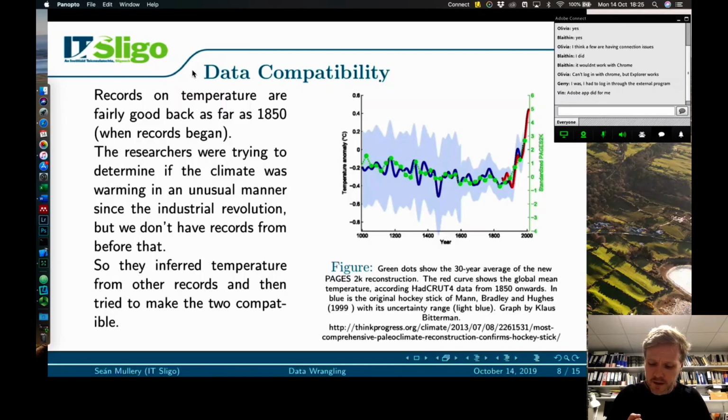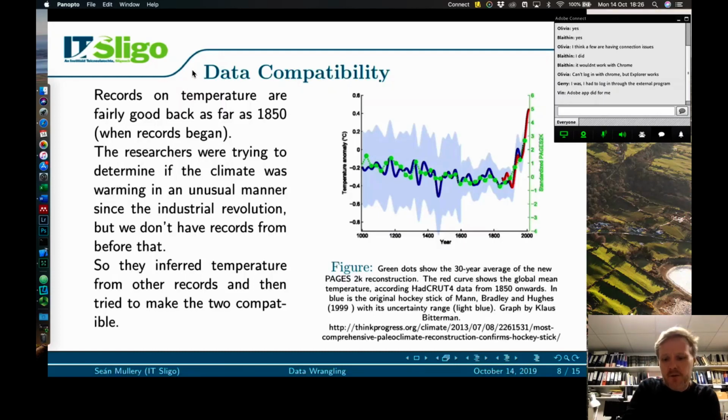So what they were doing here was they were trying to determine, back in the late 1990s, whether the climate was warming in an anomalous way. In other words, in a way that it hadn't done previously. Now, the difficulty that they faced is that they had good records on global temperatures that go back to about 1850. And this is generally when we refer to the idea of when records began, because people started recording these things in a significant way.